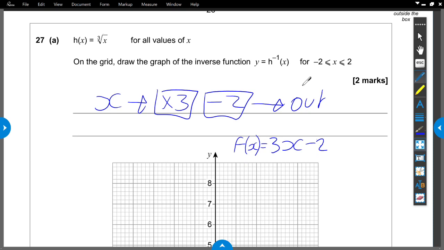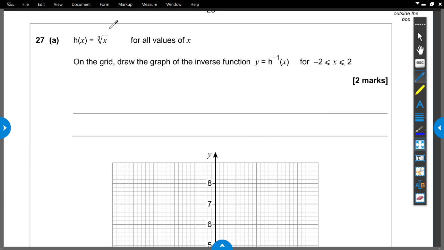Now, when we've got an inverse function, we're going the opposite way. So we're going from our output, our function of x, we're adding 2, then dividing by 3. So we go in the opposite direction and do the opposite of those operations. So if we're cube rooting x, the opposite of that must be cubing. Cubing, that undoes a cube root. So our inverse function must be equal to x cubed.